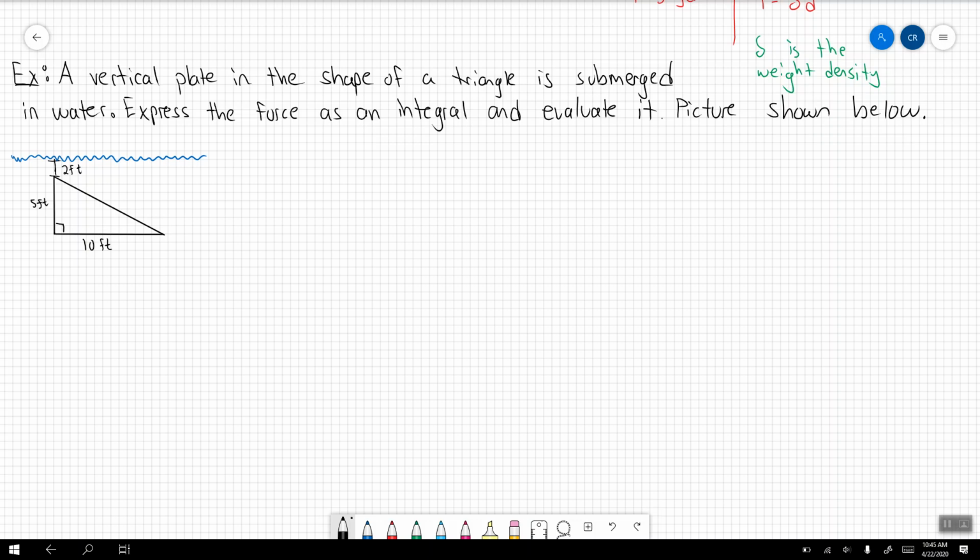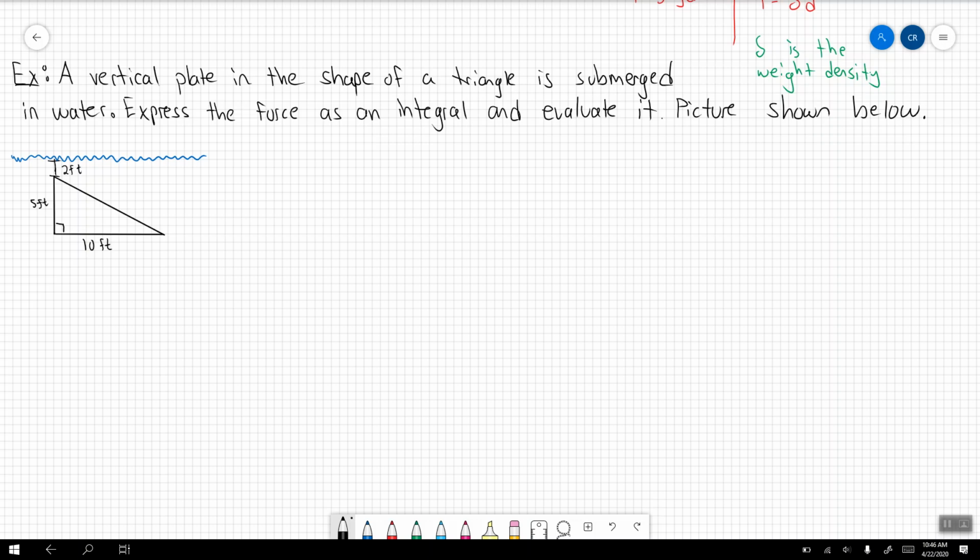All right, so now what we want to do is express this force as an integral, and we want to be able to evaluate this specific force. As we start looking at this, we then have to start extracting a few items.